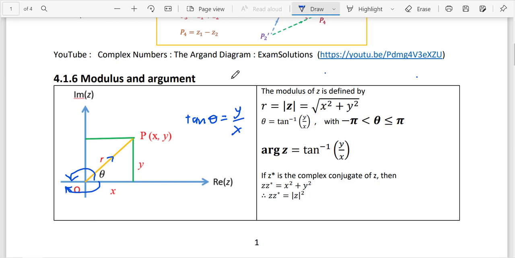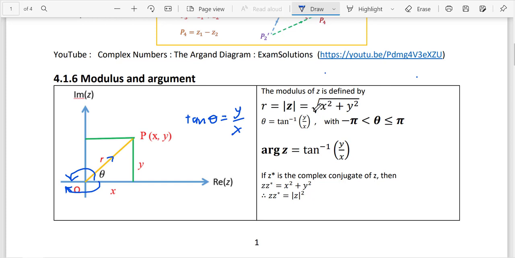Okay, next we look at modulus argument. For modulus argument, it's like this. Based on the Argand diagram, based on the complex number, you find the modulus. Modulus actually is the r. This is the r. R is modulus z.